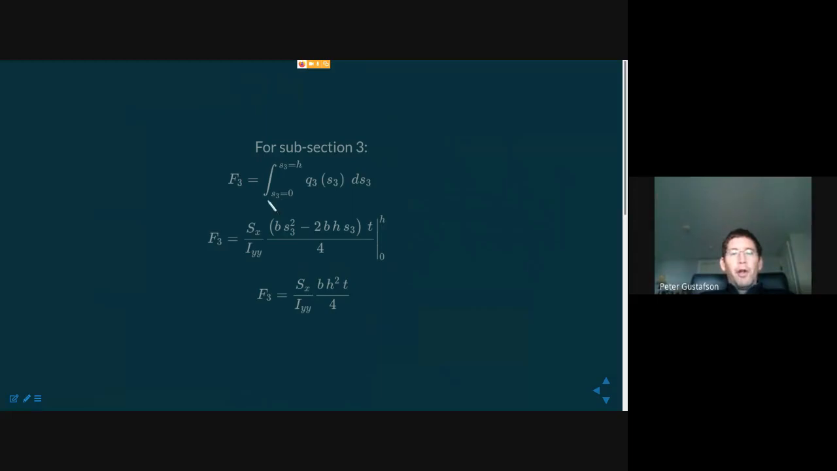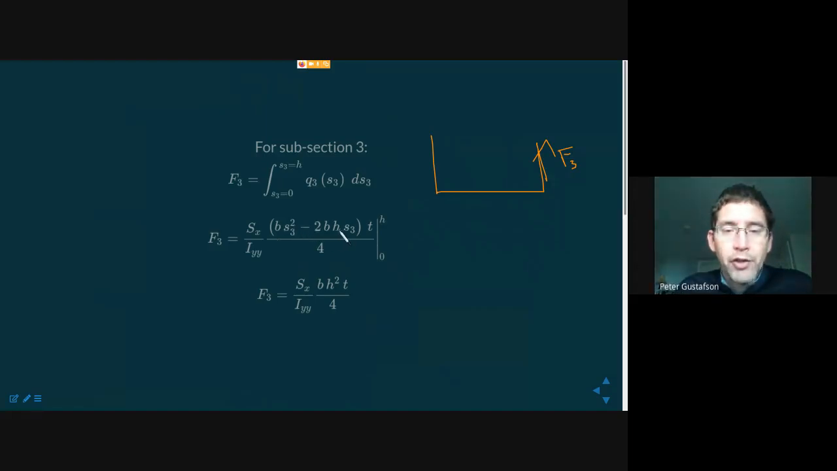Here's my integral F3. Again, this is the force now pointing upwards to be consistent with my coordinate system. F3 is the integral over the domain S3 equals 0 to S3 equals h of Q3 ds3. That integral, it was linear before, becomes quadratic: b S3 squared minus 2bh S3 times these remaining constants, and then evaluated at h and 0. And lo and behold, what we get is F3 is equal to Sx over Iy, bh squared t over 4.